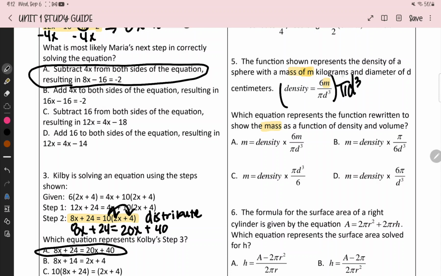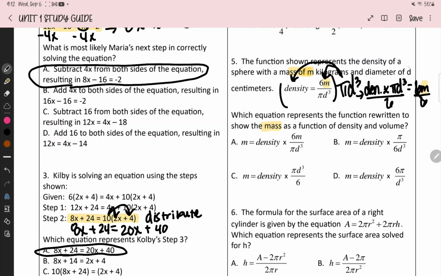So pi d cubed. I'm going to multiply by this term and by the term on the left. When I do that, I'll get density, and I'll just shorthand that, times pi d cubed, and that's going to equal 6m. Well, I need m by itself again, right? That's still my goal. So I'm going to divide both sides by 6.